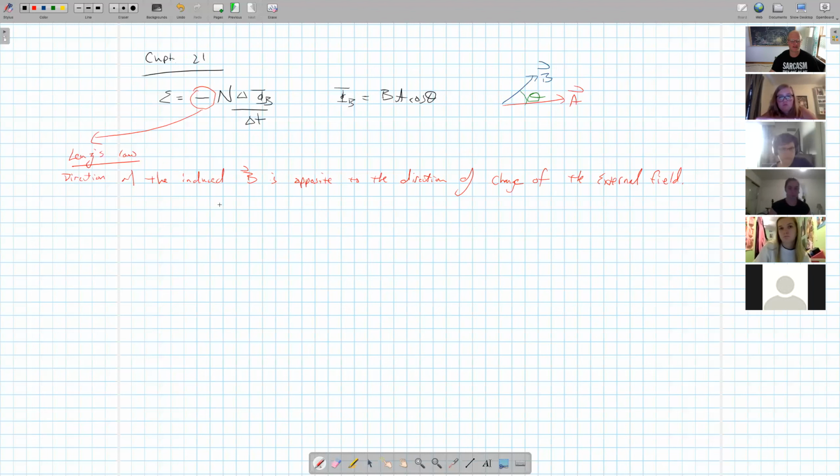We looked at transformers. So transformers, what we said was that the potential across the primary divided by the potential across the secondary was equal to, so what was this? The number of loops of the primary divided by the number of loops of the secondary? Is that right? Trying to remember.